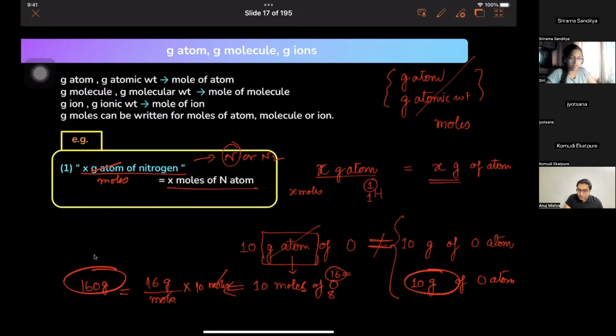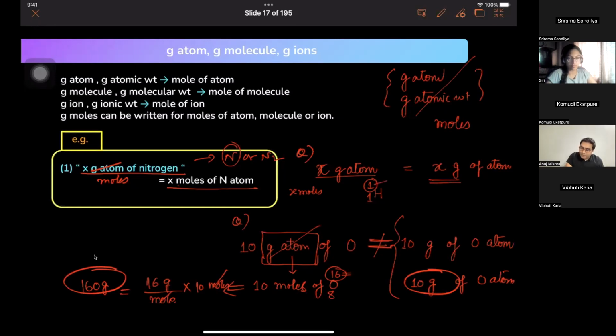Then I asked another question, that tell me an element for which X gram atom is the same as X gram of atom. Then the answer was 1H1, because 1H1's mass number itself is 1, which will make your job easier.